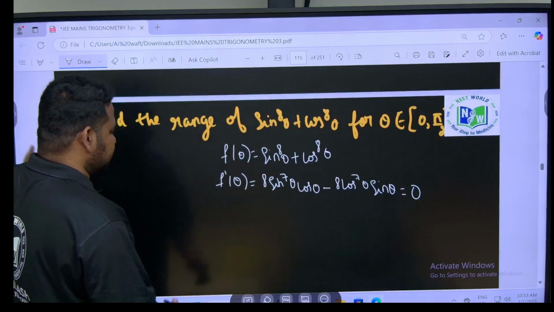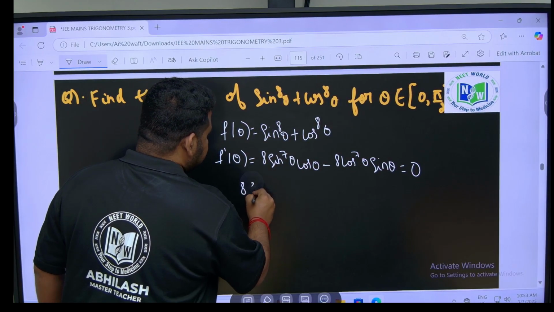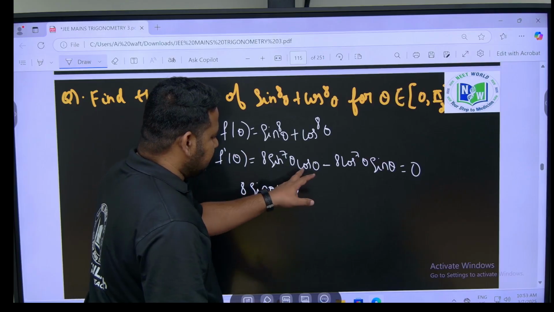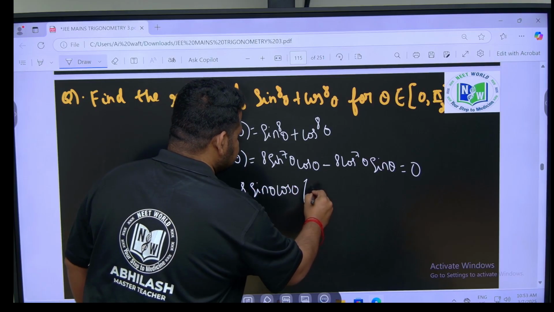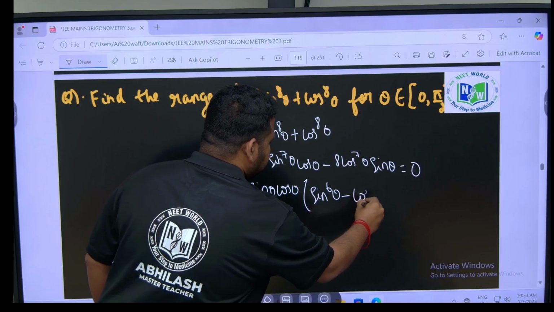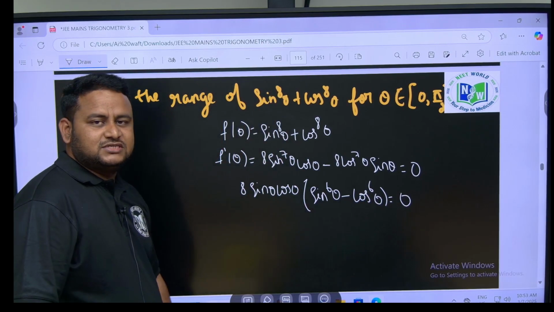Right. Next thing, what is common here? I can take 8 sin theta cos theta as common, because here also we have at least one sin and cos, and 8 is common. So this will become sin to the power of 6 theta minus cos to the power of 6 theta, that is equal to 0.